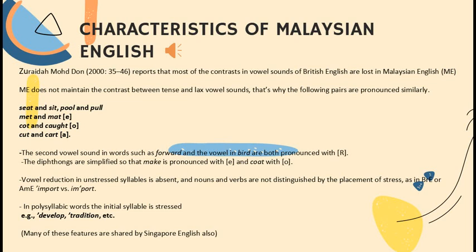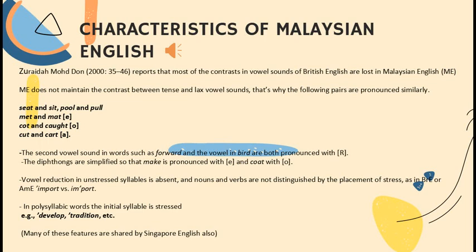So Malaysian English does not maintain the contrast between tense and lax vowel sounds. That's why the following pairs are pronounced similarly. The second vowel sound in words such as forward and the vowel in bird are both pronounced with R. The diphthongs are simplified so that make is pronounced with E and coat with O.